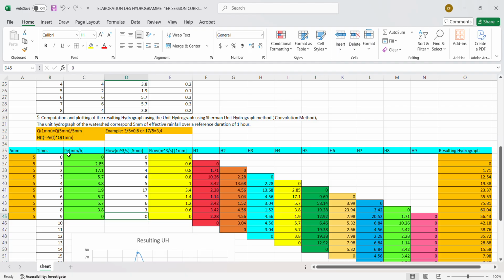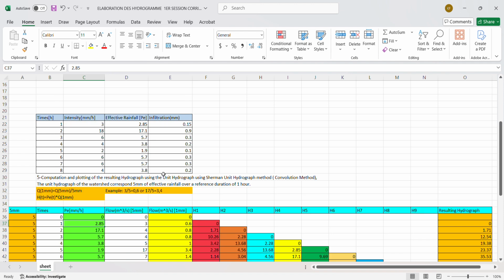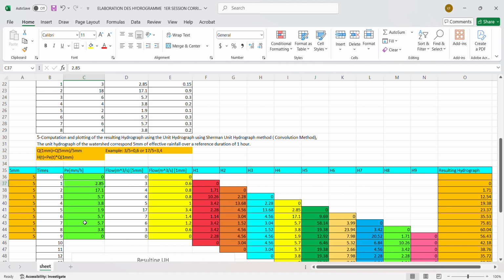For our effective rainfall, at 0 time we don't have it. At 1 hour we calculated and found it. You can look here, the same value I put here, and we have our flow rate at 5 millimeter and so on.